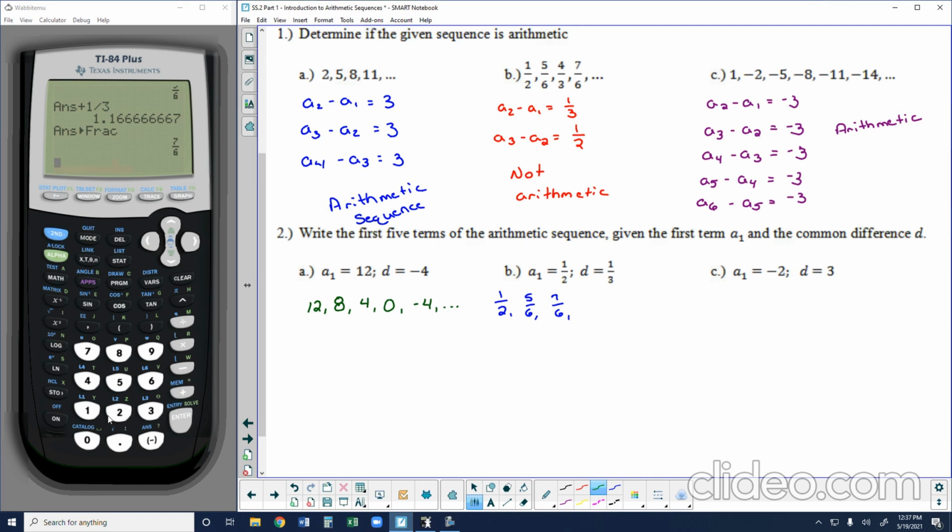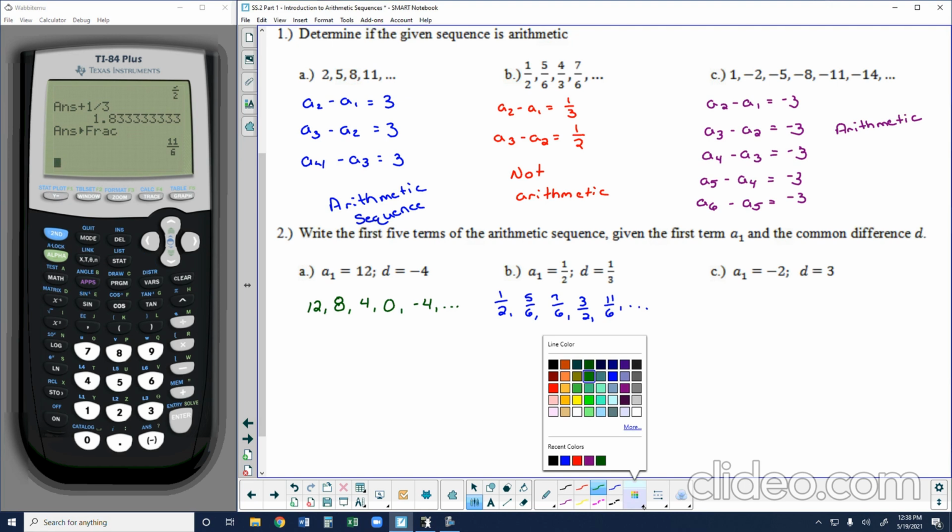I would add 1/3 again to get my fourth term, which would be 1.5, also known as 3/2. And then add 1/3 one more time to get my fifth term here. If I convert that into a fraction, that would be 11/6. And we could carry this pattern on as needed. See if you can pause the video at this point and come up with the first 5 terms for 2C, starting with -2 with a difference of 3.